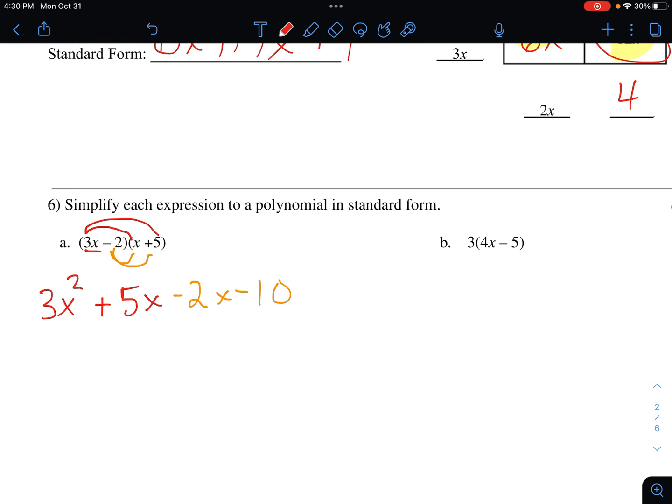Okay. As I go through, I can say 3x squared, combine here, minus 3x minus 10.